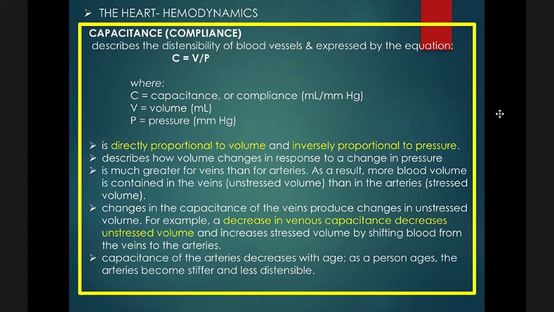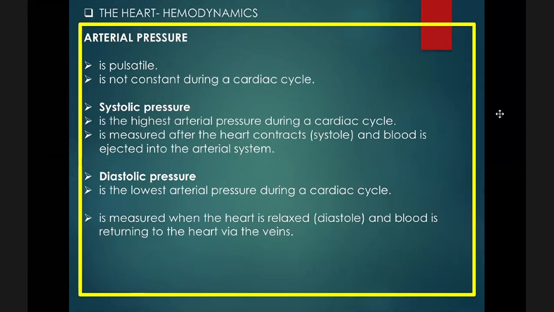If there is no capacitance, kung nawawala yung elasticity ng aorta. Okay, if the aorta is stiffer or less distensible. All right, so arterial pressure is pulsatile. And that's because of the systole and diastole, or contraction and relaxation of the LV. And that's the reason why when you take a blood pressure, there will be systole and diastole as well.